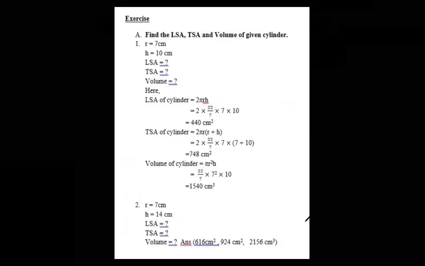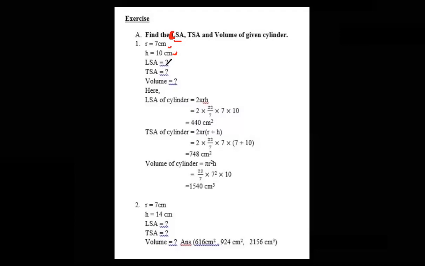Find the LSA, sorry, CSA. Short for curved surface area. I read the question: find the CSA, PSA, and volume of the given cylinder, if radius equals 7 centimeter. Radius is given, height is given. Only two things will be given in the question: radius 7 centimeter, height 10 centimeter.